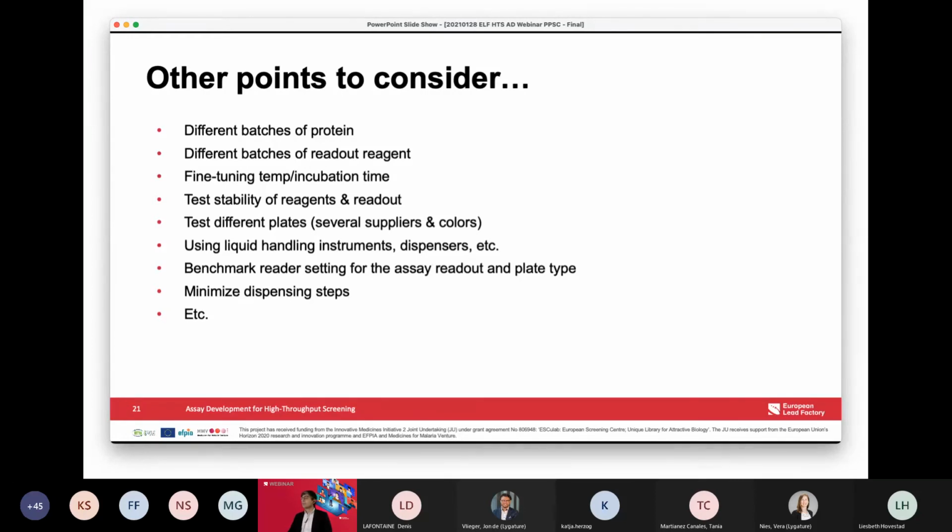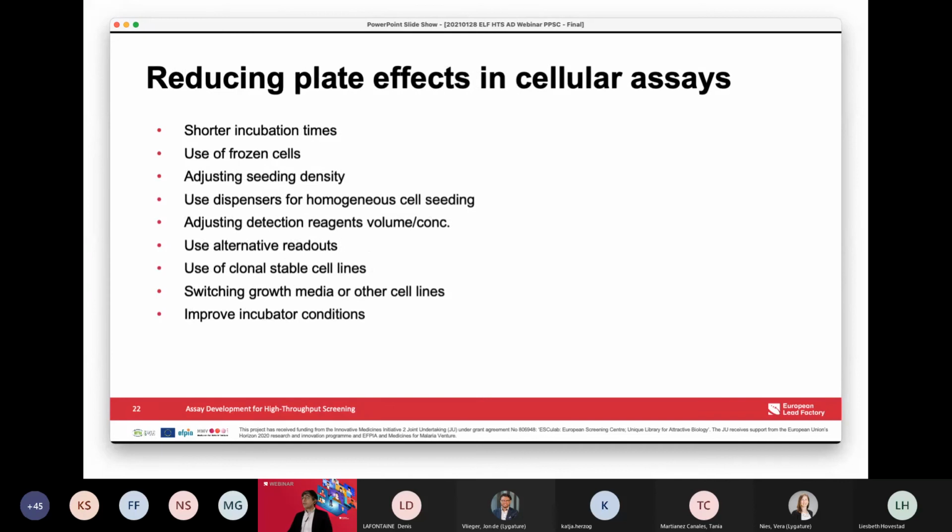Typically using liquid handling instruments and dispensers, if you have access to them, will drastically improve assay parameters. And also, depending on which plate you're using, it's very important to benchmark that reader and benchmark it for that particular plate. Also, it's a very simple thing to do, but minimizing the dispensing steps usually reduces the variation in setting up assays.